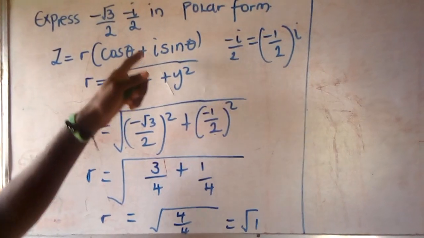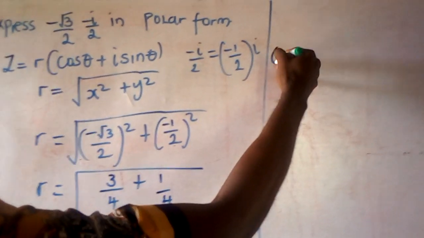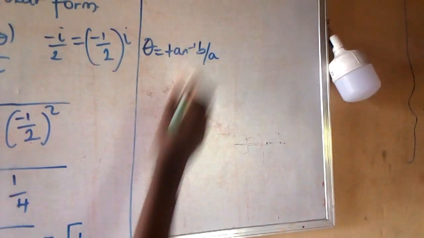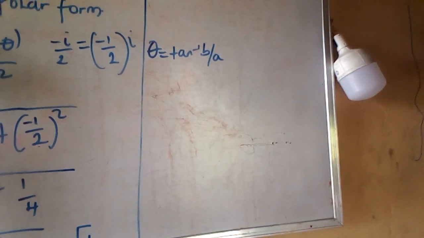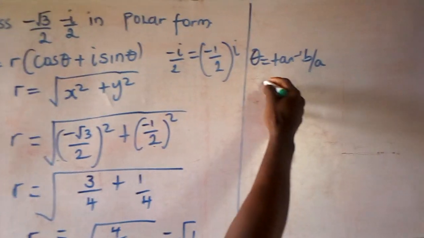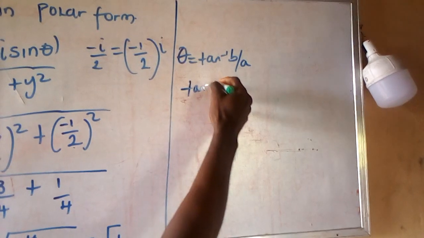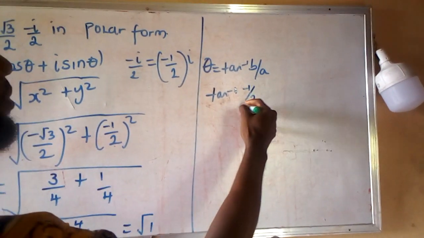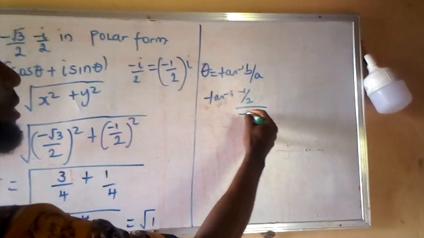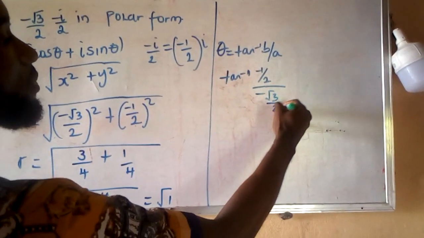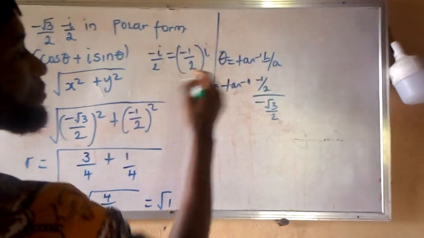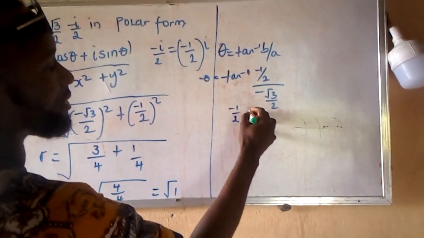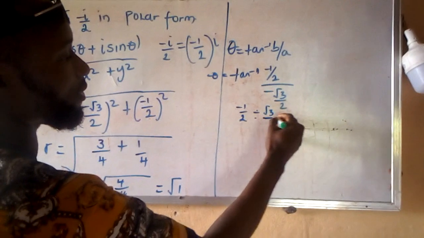Now, for us to find theta, theta is always equal to tan inverse of B all over A. Which one is my B? Look at my B here and look at my A here. So here becomes tan inverse of B, B is minus 1 all over 2, divided by A, which is negative square root of 3 all over 2. I'll break this down. This can be written as 1 all over 2 divided by square root of 3 all over 2.